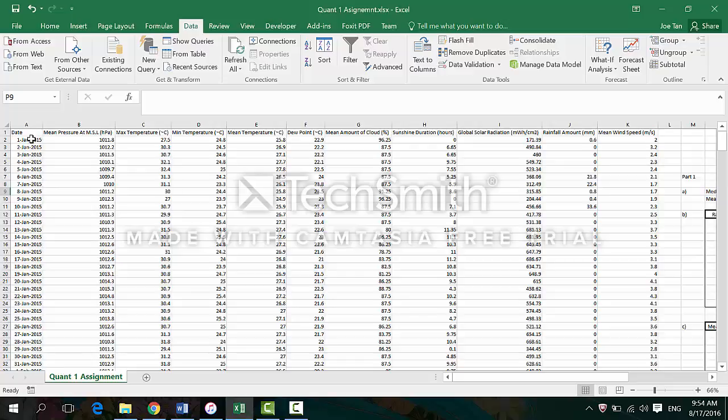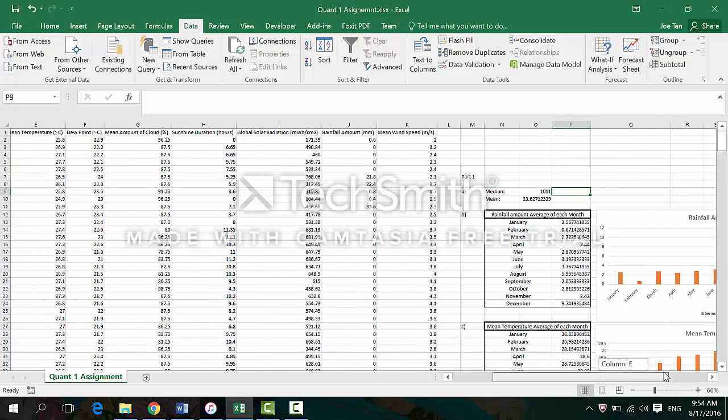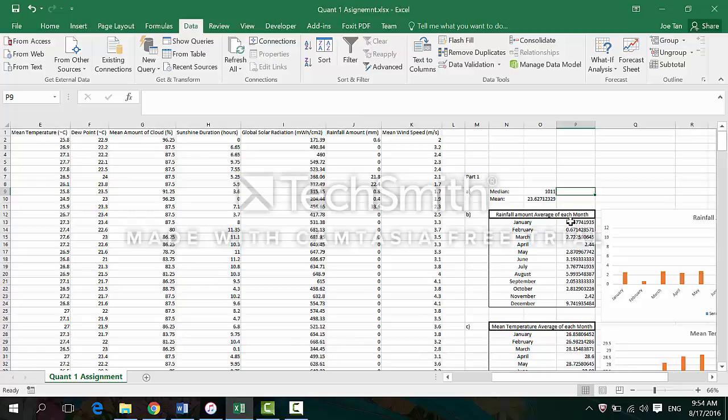So why did I change to by the month, by the name itself instead of numbers? Is because I find this is easier to read. So back to my question. For question A, we are going to do the calculation of the median and the mean. The median and the mean.